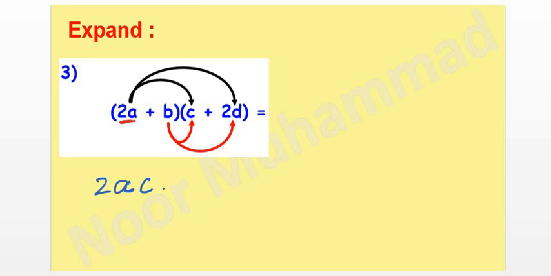So 2 times 2 will be 4. And why is it positive? Because this term is positive and this term is also positive. So 2 times 2 is 4, a times d will be ad. Now multiply b with the c. So positive b and positive c will give us positive bc. Then positive b times positive 2d will give us positive 2bd. Okay, now all the terms are unlike, so none of the terms can be added.